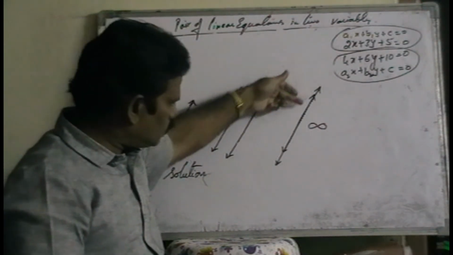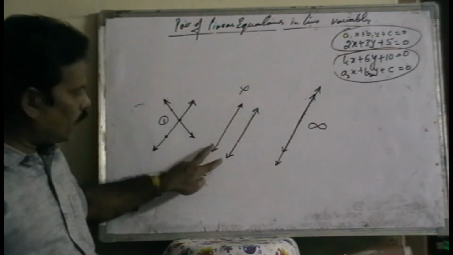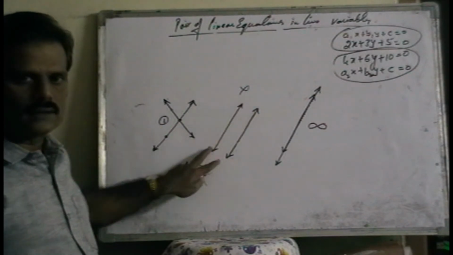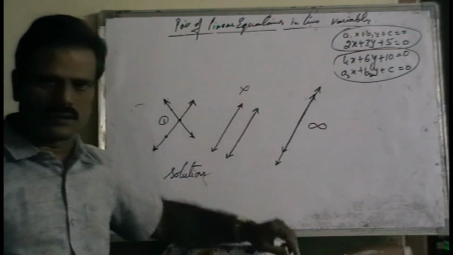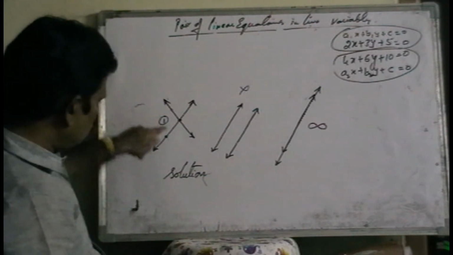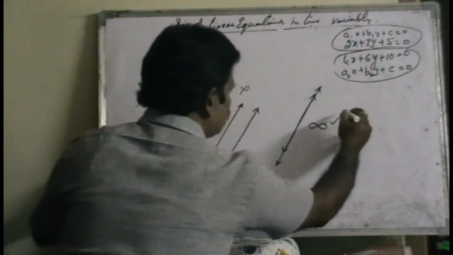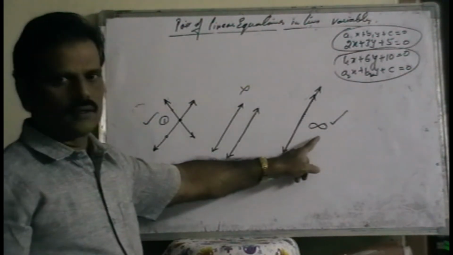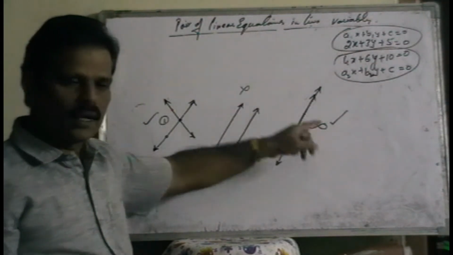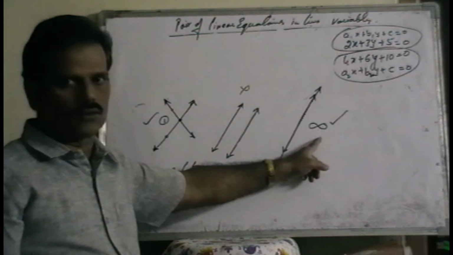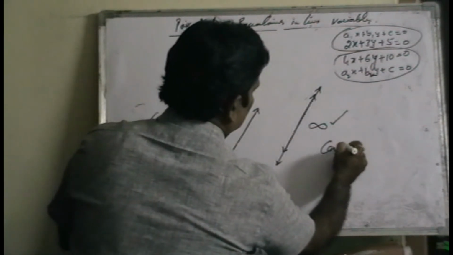So how many solutions are there? Infinity solutions. But if the two lines are parallel, what happens? These two lines do not have a solution. That means there is no common point, so there is no solution. If there is a solution, that means either one solution or infinity solutions, but it has a solution. If the lines have a solution, either one solution or infinity solutions, this type of lines are called consistent lines. Consistent.